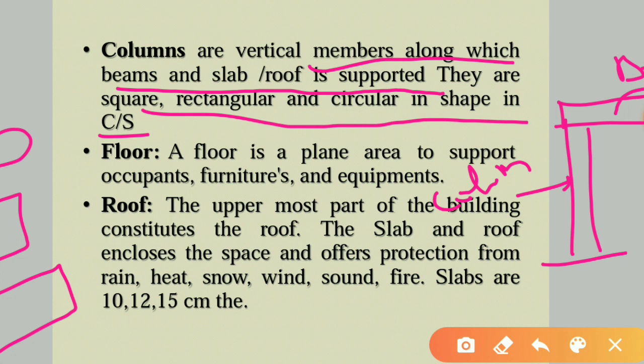These columns are also very important for load transfer. The load of the structure, or the roof, is going to be transferred either through column or through wall. Mainly in case of framed structures, most of the time columns play a very major role.